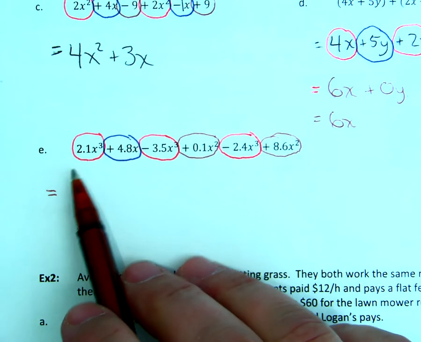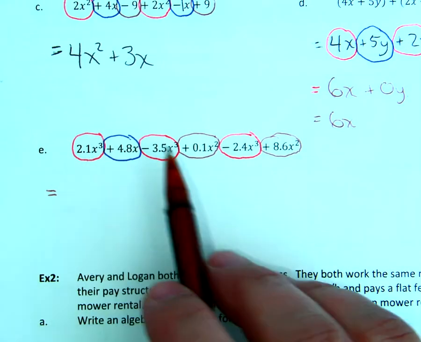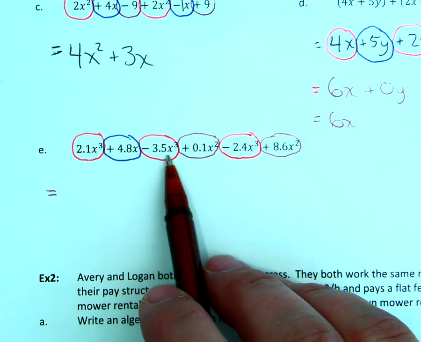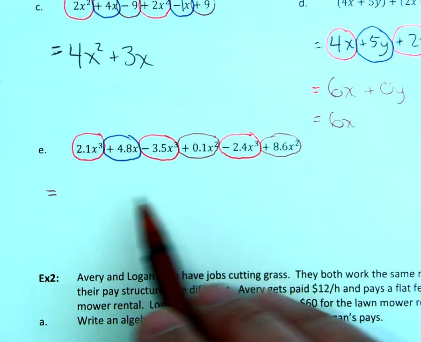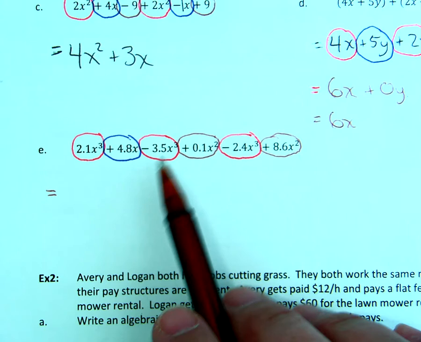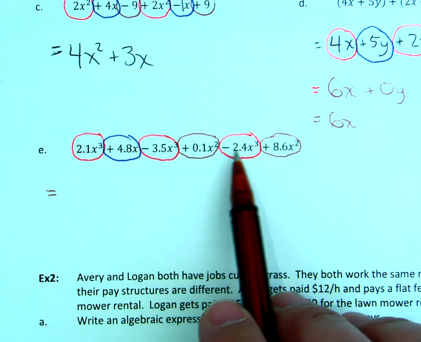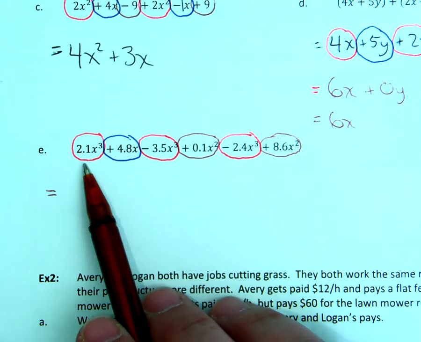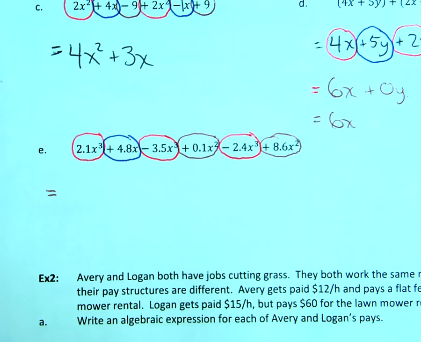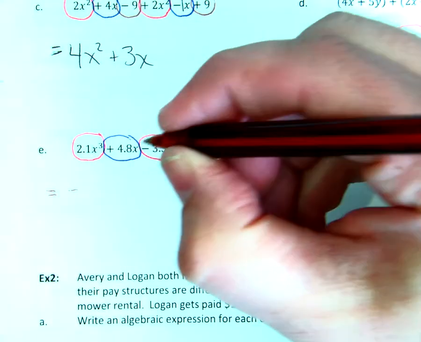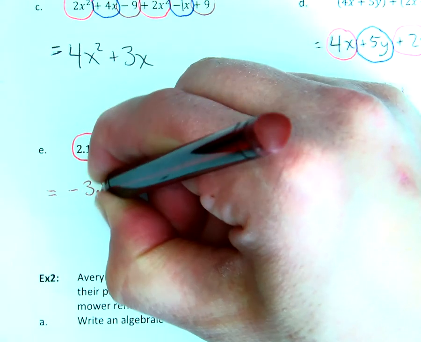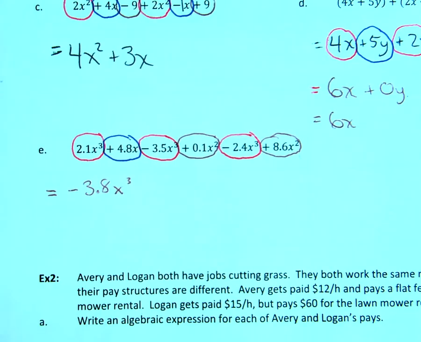So then my answer here would be 2.1x to the power 3 minus 3.5x to the power 3 minus 2.4x to the power 3. So just adding all those up on my calculator, I would get negative 3.8, I believe, negative 3.8x to the power 3.